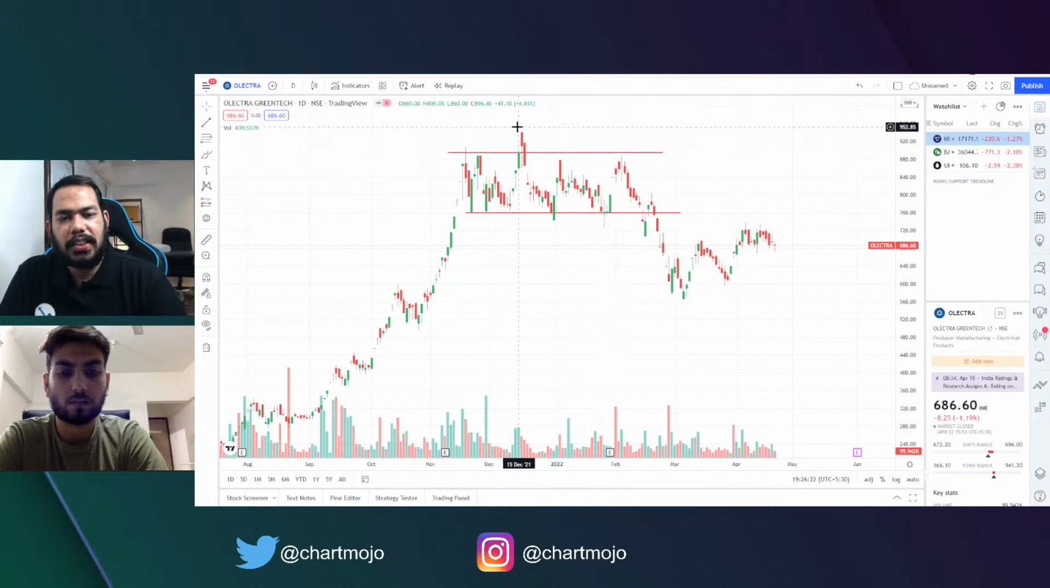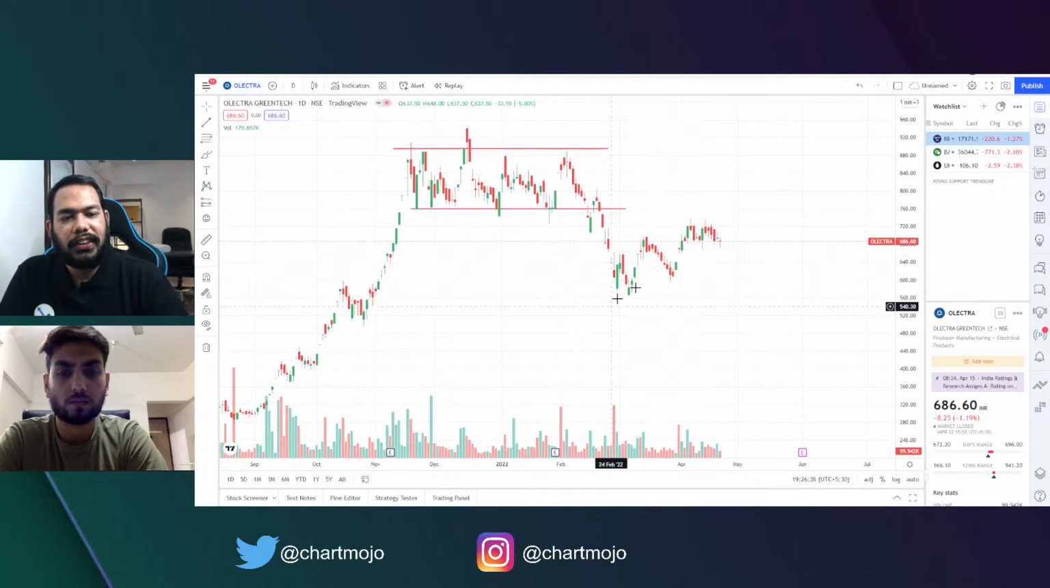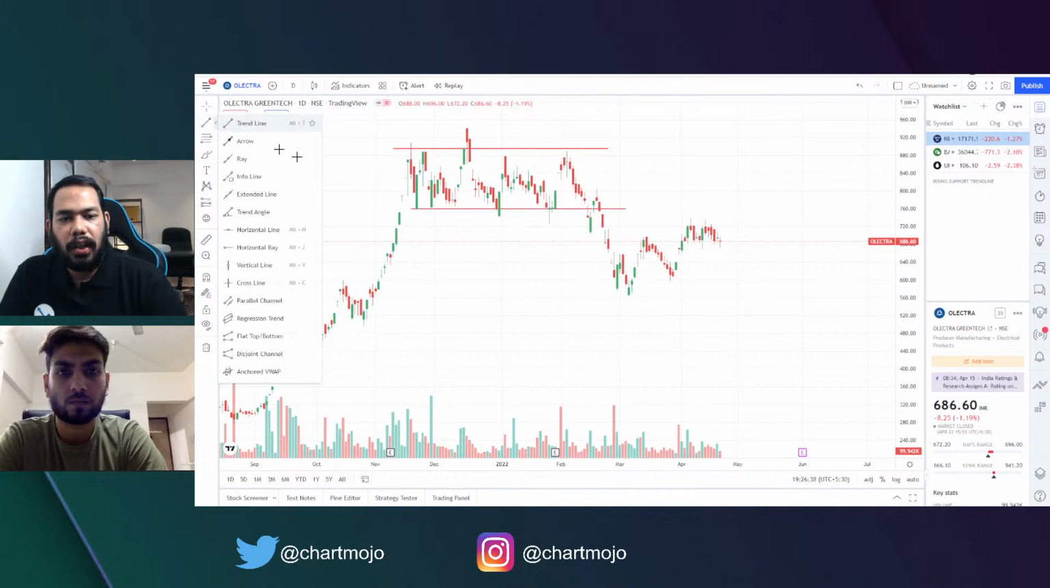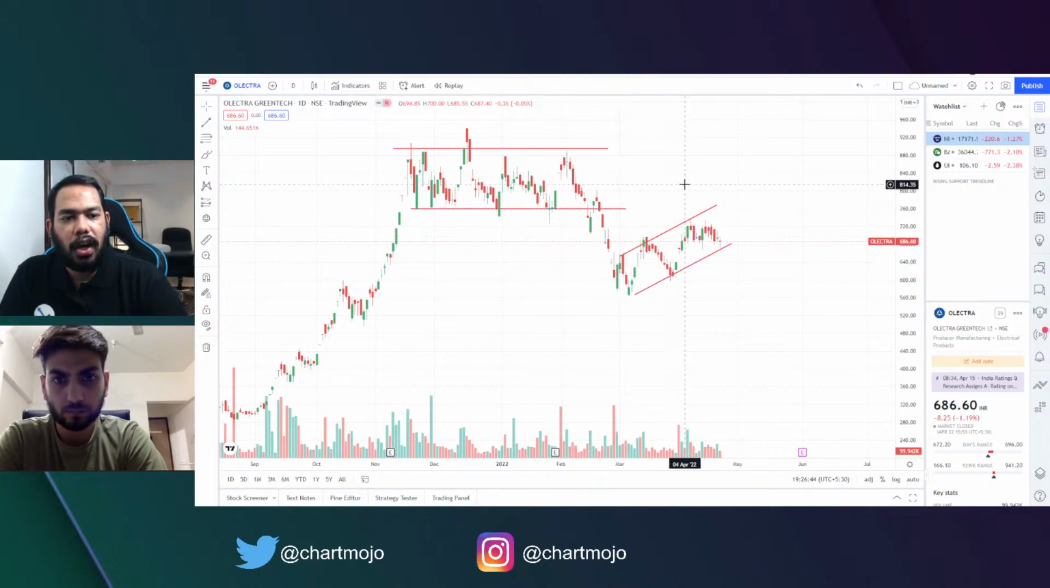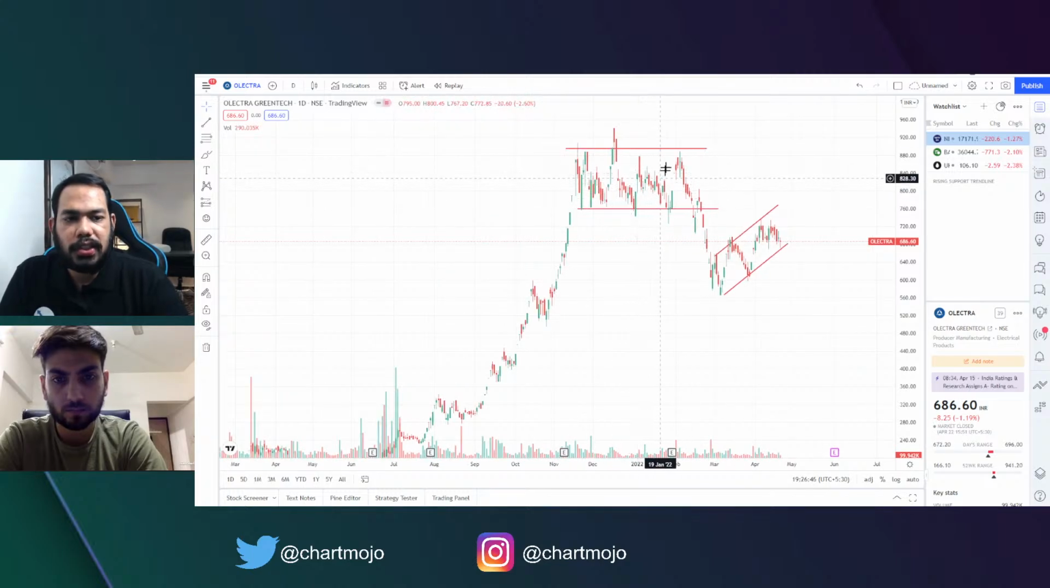See, this is one overhead resistance. You can see around the 940 level. Now, we can see a clear breakdown from this rectangle formation. The stock has given a breakdown from the rectangle formation, and right now it is trading in a channel after taking down this rectangle.